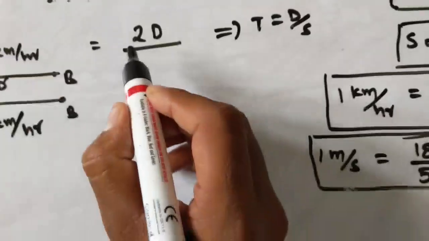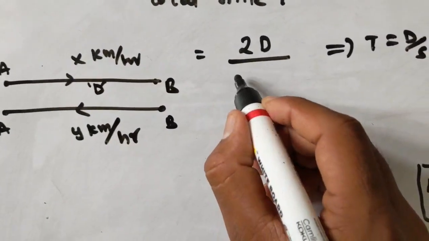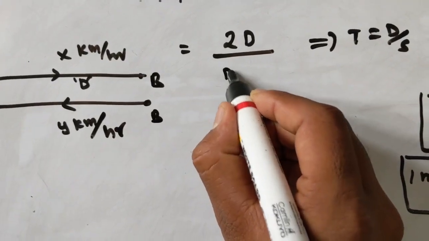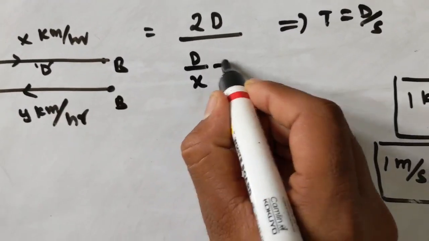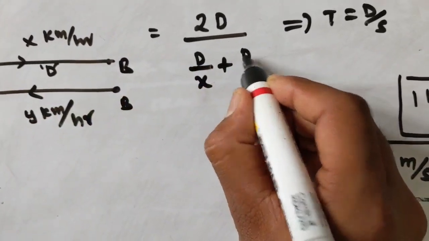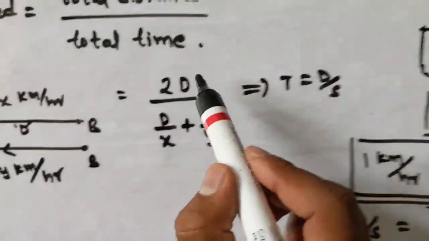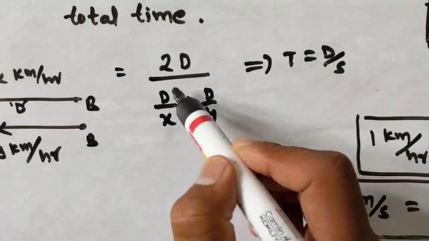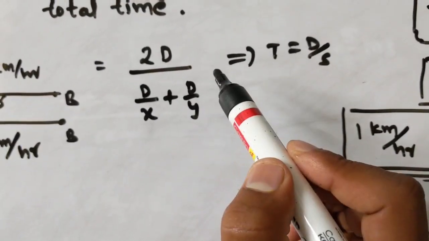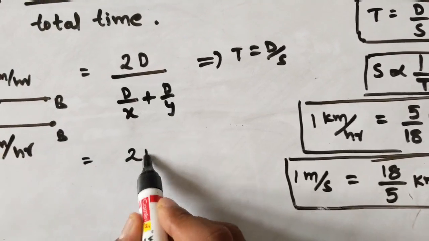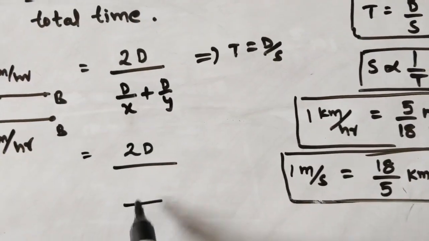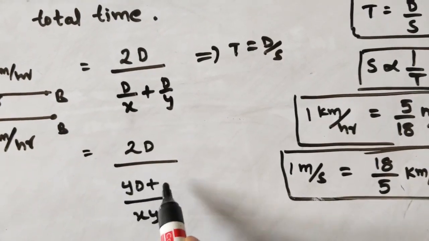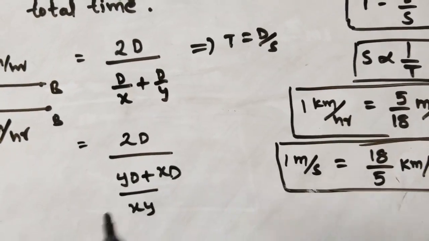From here we know the speed, right? So while going, what is the time? Distance d by speed x, plus while coming back d by y. What I did here: total distance is 2d, and total time is while going d by x, while coming d by y. If I simplify this, 2d by LCM is xy, I will get here yd plus xd.